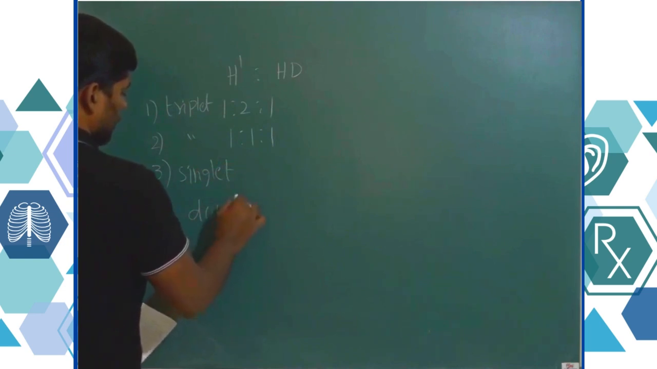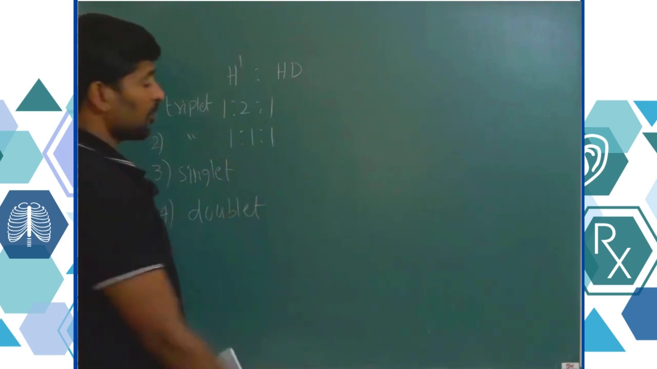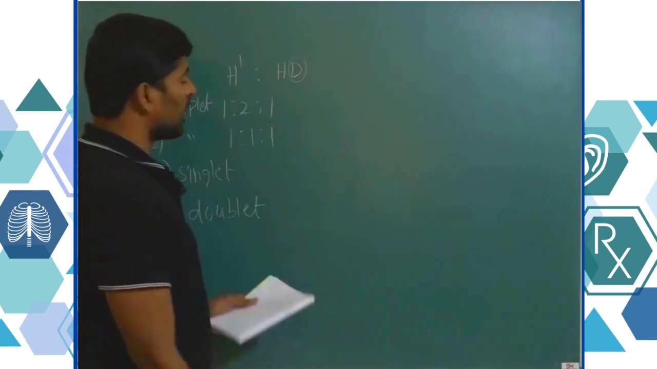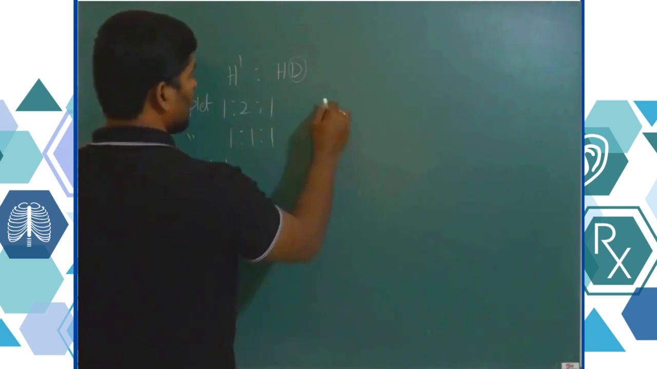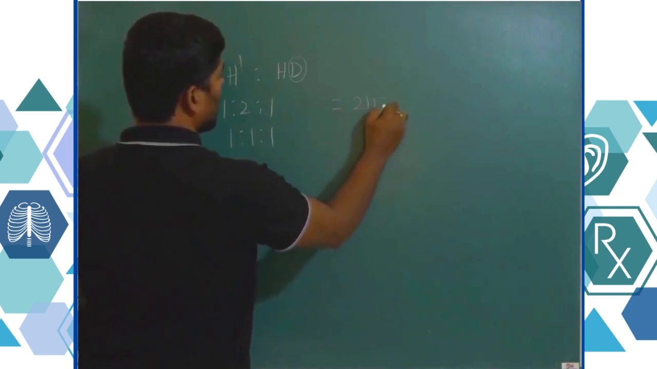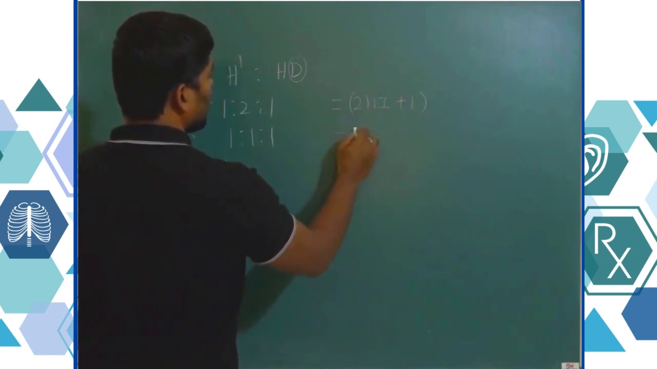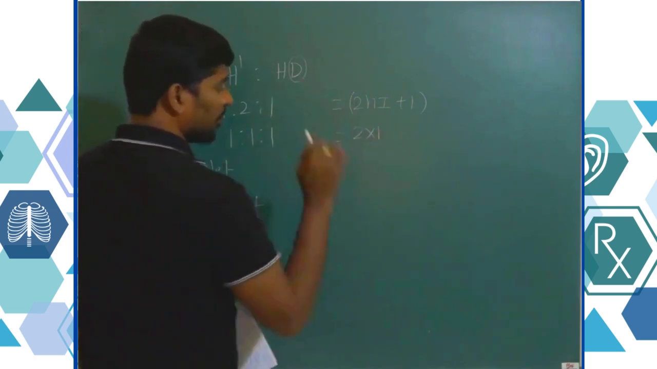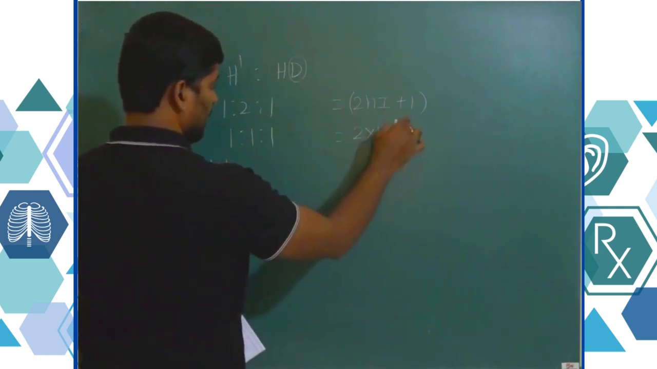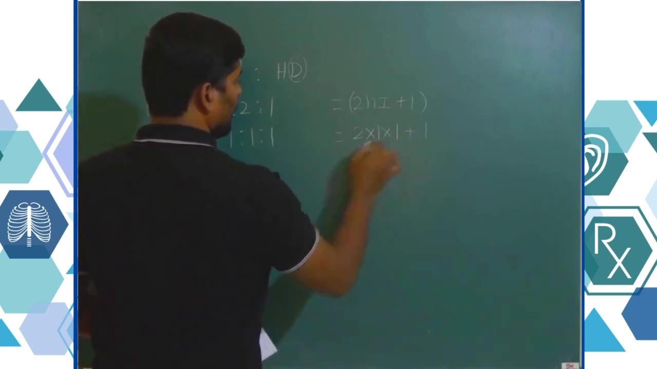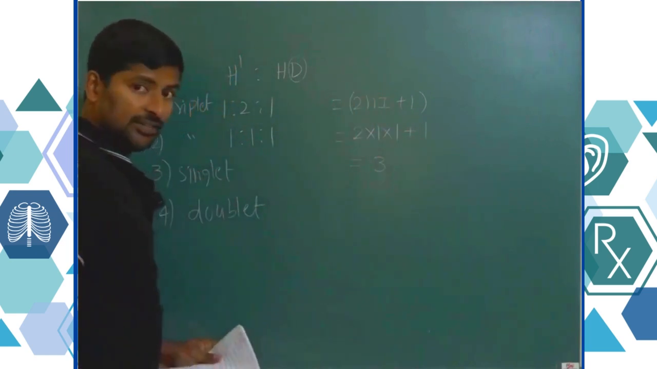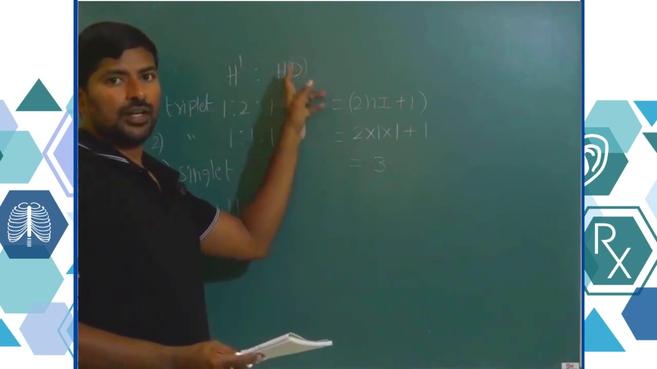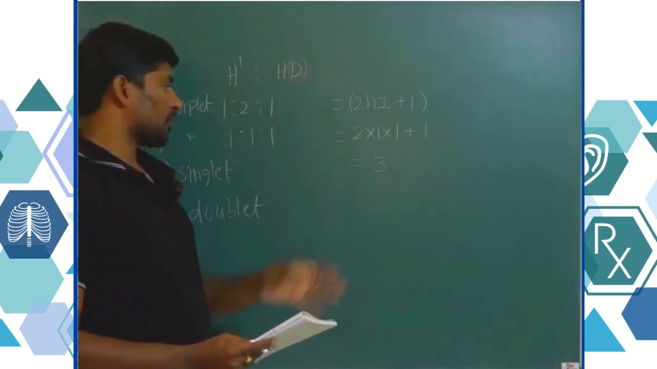Proton NMR spectra we have to verify. What is the neighbor of H? The neighbor is D. How many D atoms are there? Only one D atom is there. So the number of lines obtained is 2nI plus 1, due to coupling of this proton with the deuterium atom. What is the I value for deuterium? 1. So we'll get 3 lines.